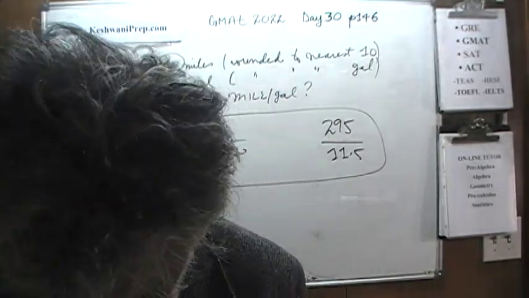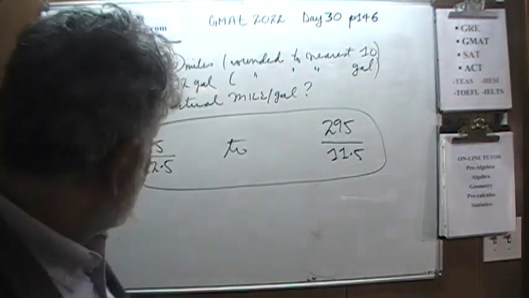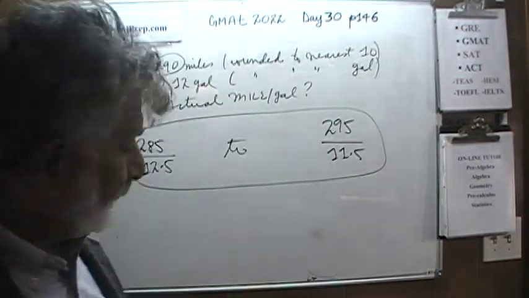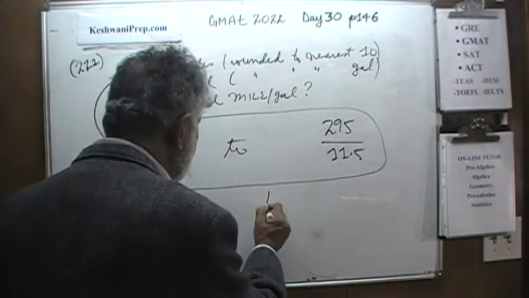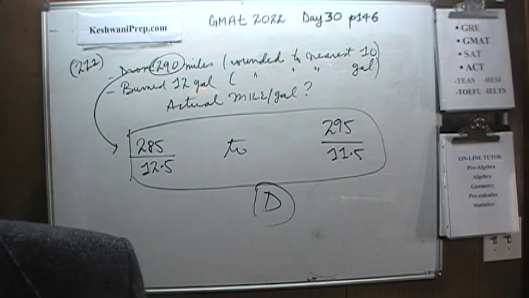Go to the answer choices and see the one that agrees with it. And I see here 285 divided by 12.5, 295, 11.5. The answer, it looks like, is D. But there's nothing more to do here. Number 222.